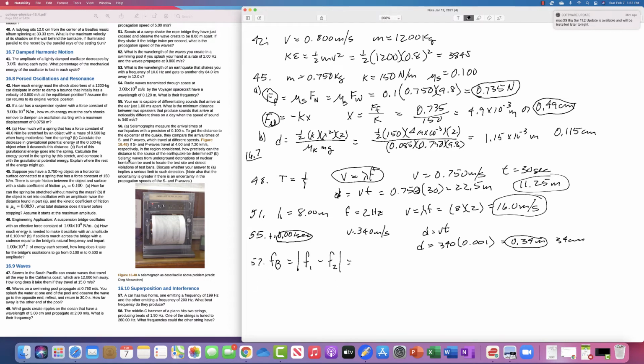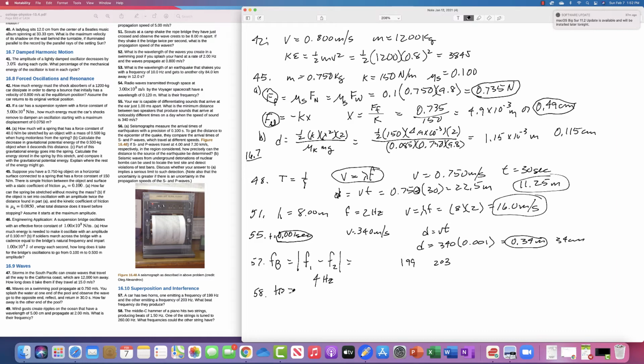So this first problem states two car horns, one emits a frequency of 199 and the other emits a frequency of 203. What is the beat frequency? Well, the beat frequency will be the subtraction of these two, or 4 hertz. So you'll hear an overriding sound that has a 4 hertz frequency.